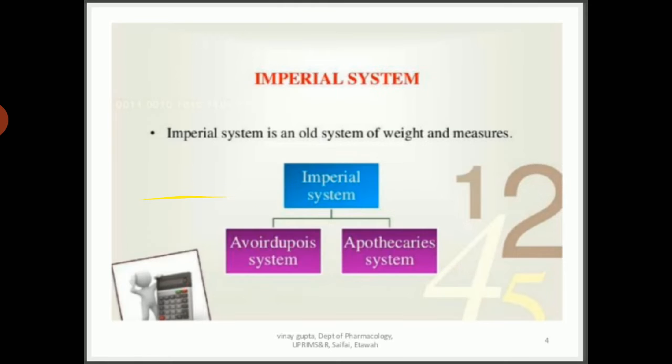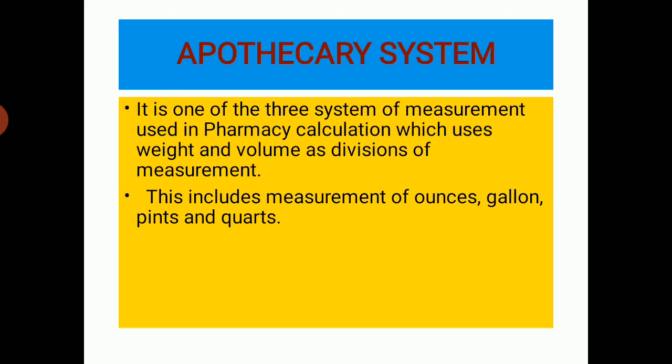Imperial system. If we discuss the imperial system, it is an old system of weights and measures. It is divided into two parts: the avoirdupois system and the apothecary system. So it is divided into two systems. The avoirdupois system is one of the systems of measurement used in pharmacy calculations, which uses weights and volumes as the division of measurement.